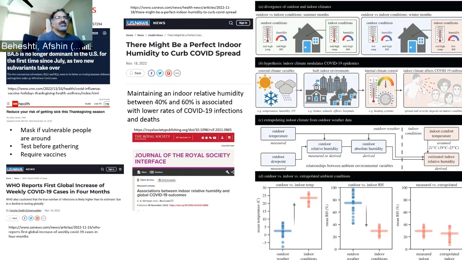But in case you wanted to keep your house at an optimal temperature or humidity during the holidays, you might want to keep it in this range to reduce infections. It doesn't get rid of it, but this reduces it.